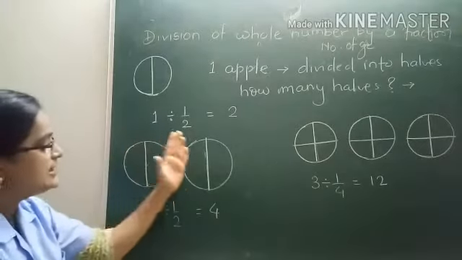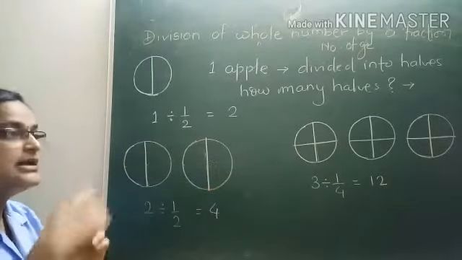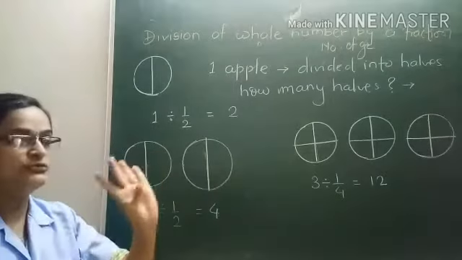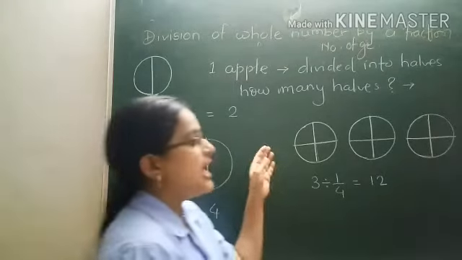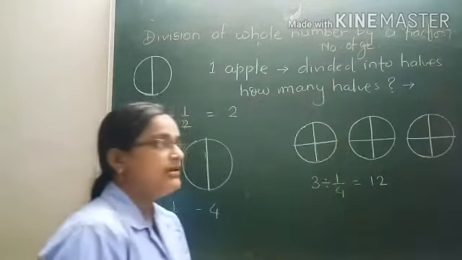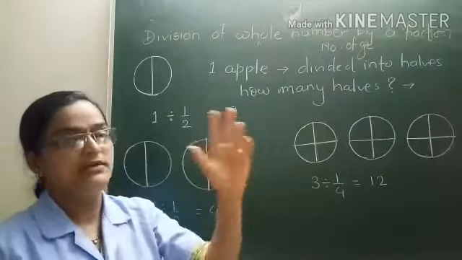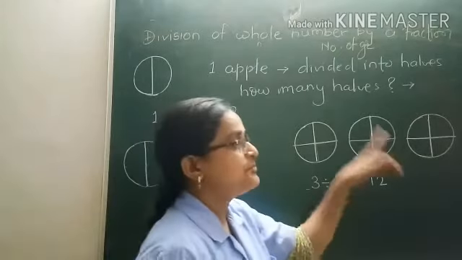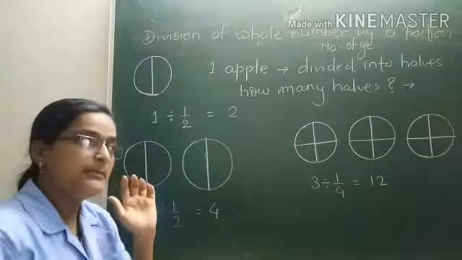Again I have divided them into half parts. How many half parts will be formed? 1, 2, 3, 4. 4 half parts will be formed. I have 3 apples. I have cut each of them into 4 equal parts. So how many total parts will be made? Total 12 parts will be made.